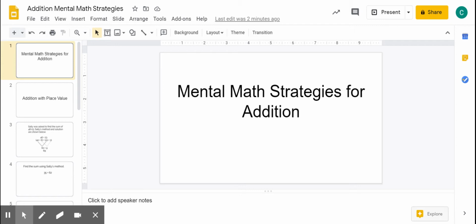Now, mental math is different from the traditional algorithm in the sense that the students will be using their knowledge of place value and number sense in order to find the sum of two addends. So I'm going to show you three different ways.